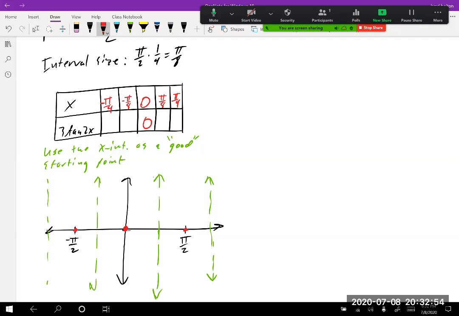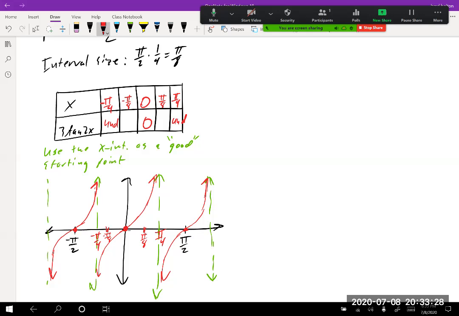So I know that this is what my graph is supposed to do. I know it's supposed to do something like that. And I know right here and right here, this is negative pi over 8, and this is pi over 8. And then this is pi over 4, and this is negative pi over 4. So this is going to be undefined. This is going to be undefined.